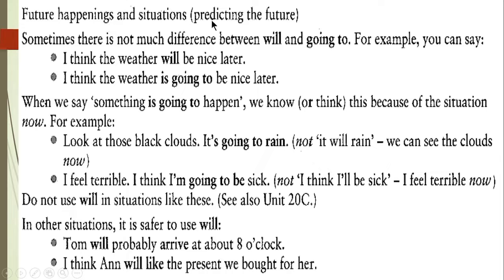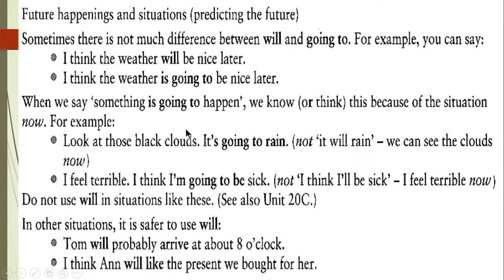Future happenings and situations predicting the future. Sometimes there is not much difference between will and going to. For example, you can say, I think the weather will be nice later, or I think the weather is going to be nice later. When we say something is going to happen, we know or think this because of the situation now. For example, look at those black clouds. It's going to rain, not it will rain. We can see the clouds now.